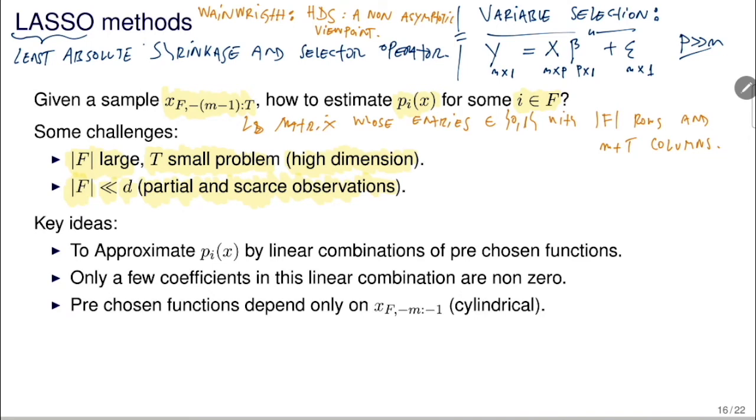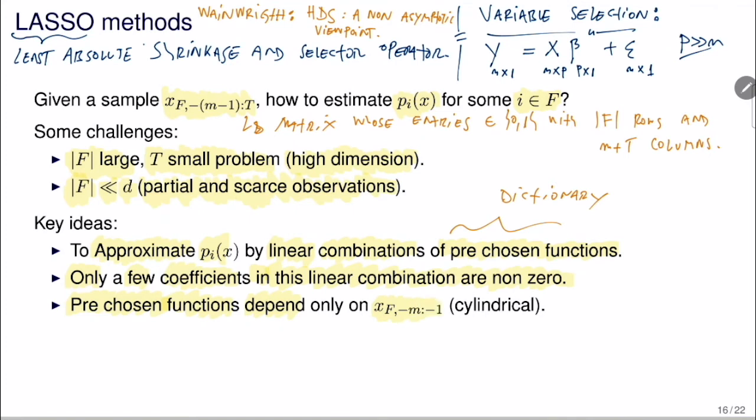So what are the key ideas? The first idea is that we want to approximate pi of x by linear combinations of pre-chosen functions. These pre-chosen functions are what is called a dictionary. The second idea is that only a few coefficients in this linear combination are non-zero. And finally, these pre-chosen functions depend only on x_F from time minus m to minus 1.